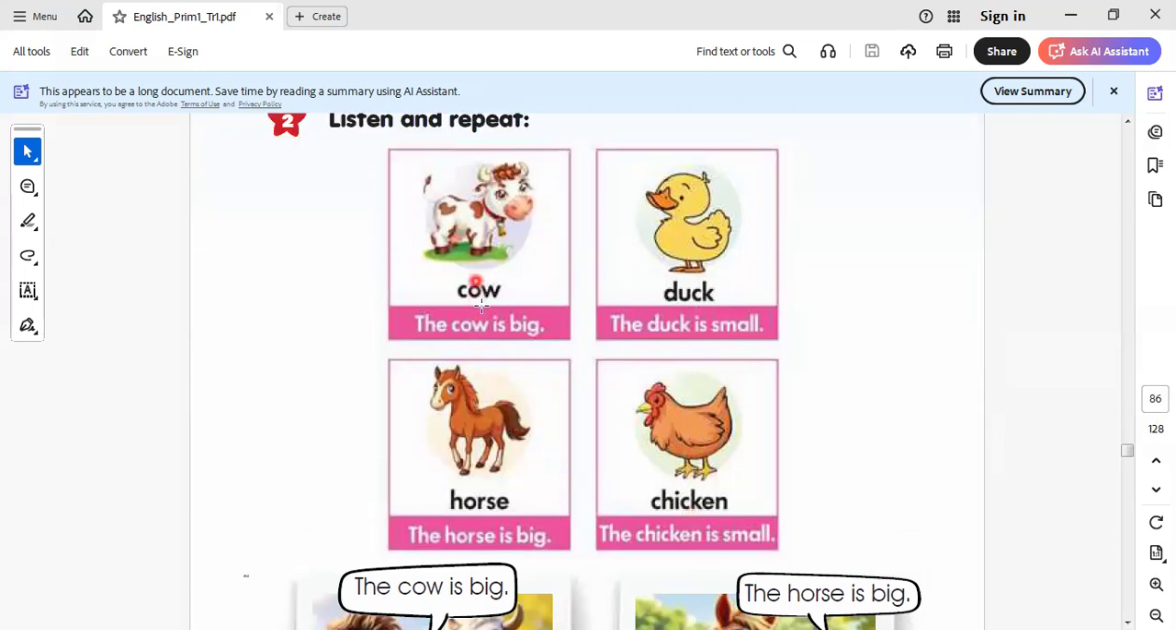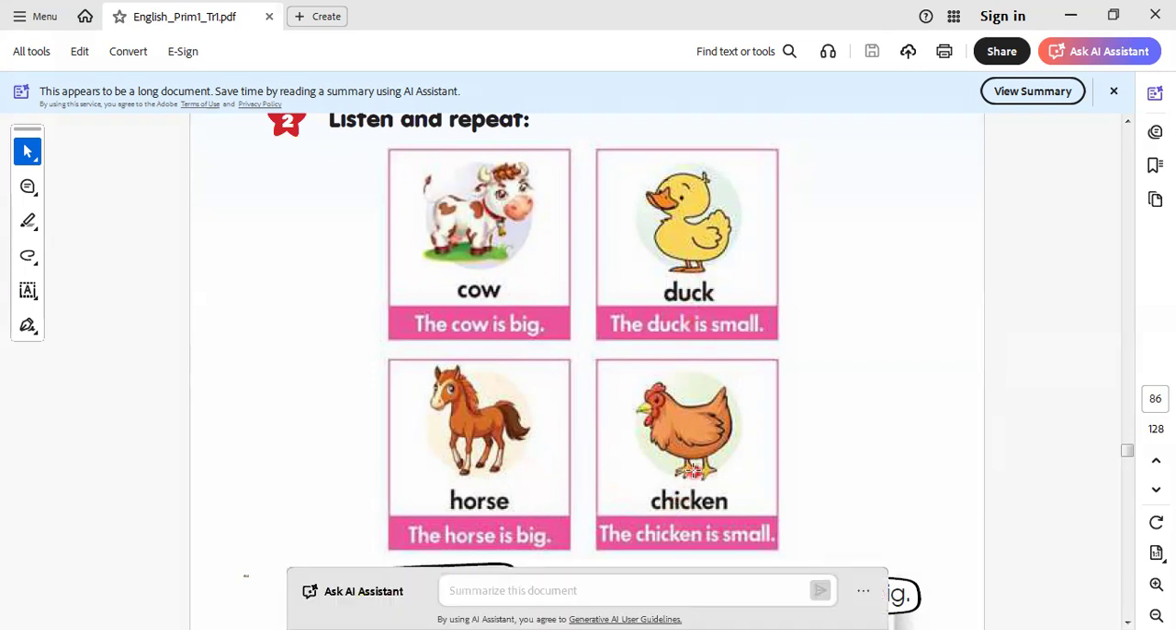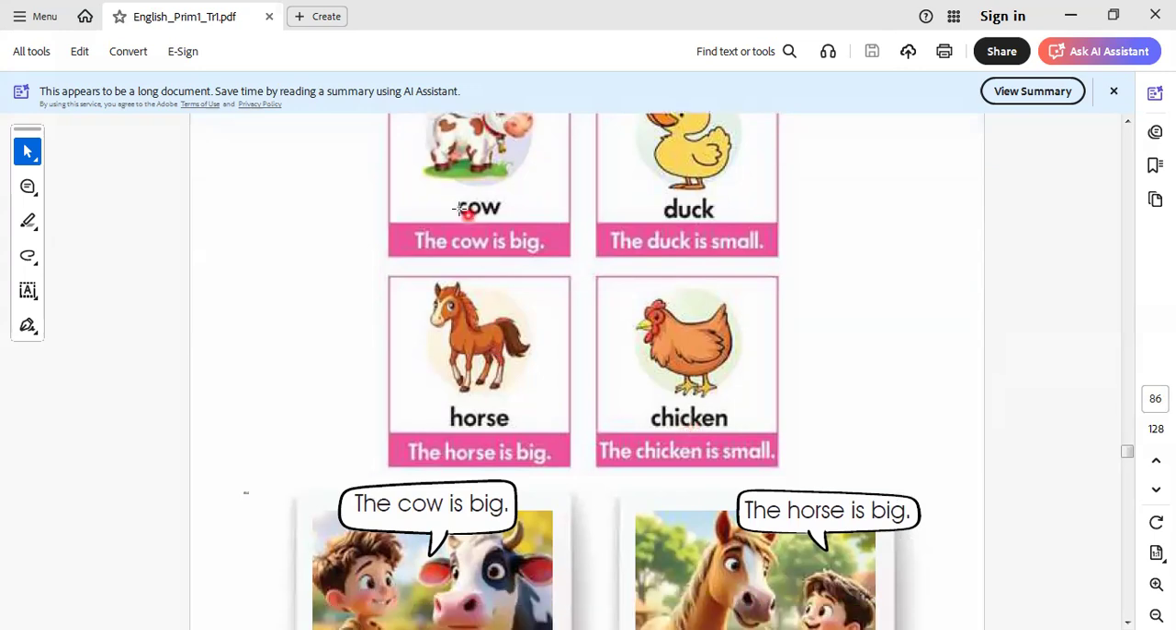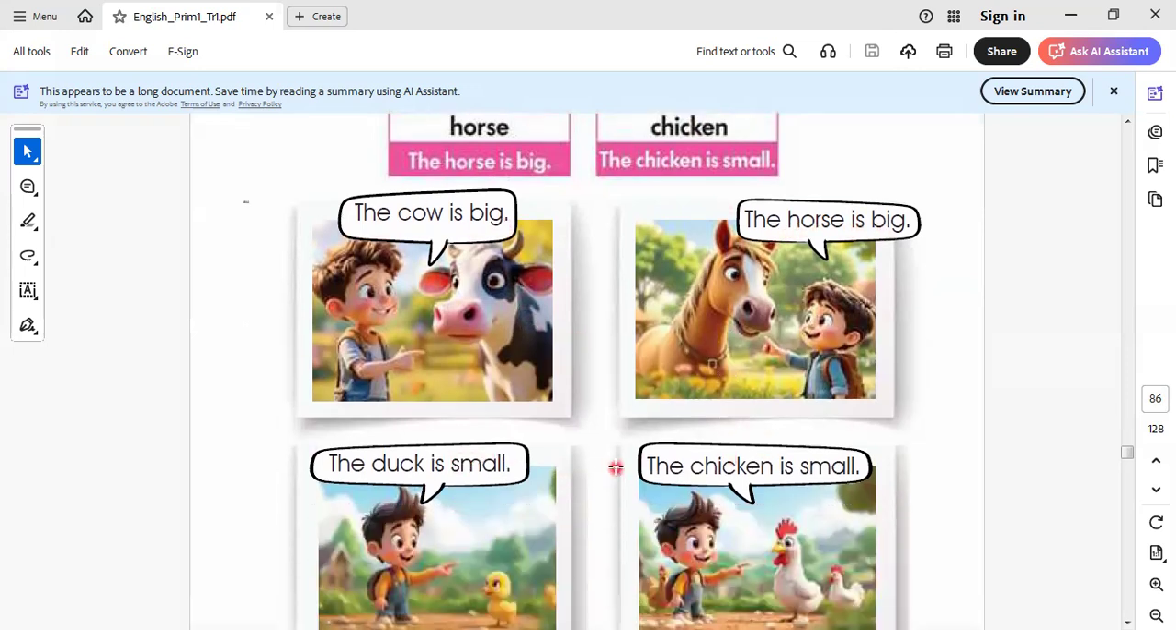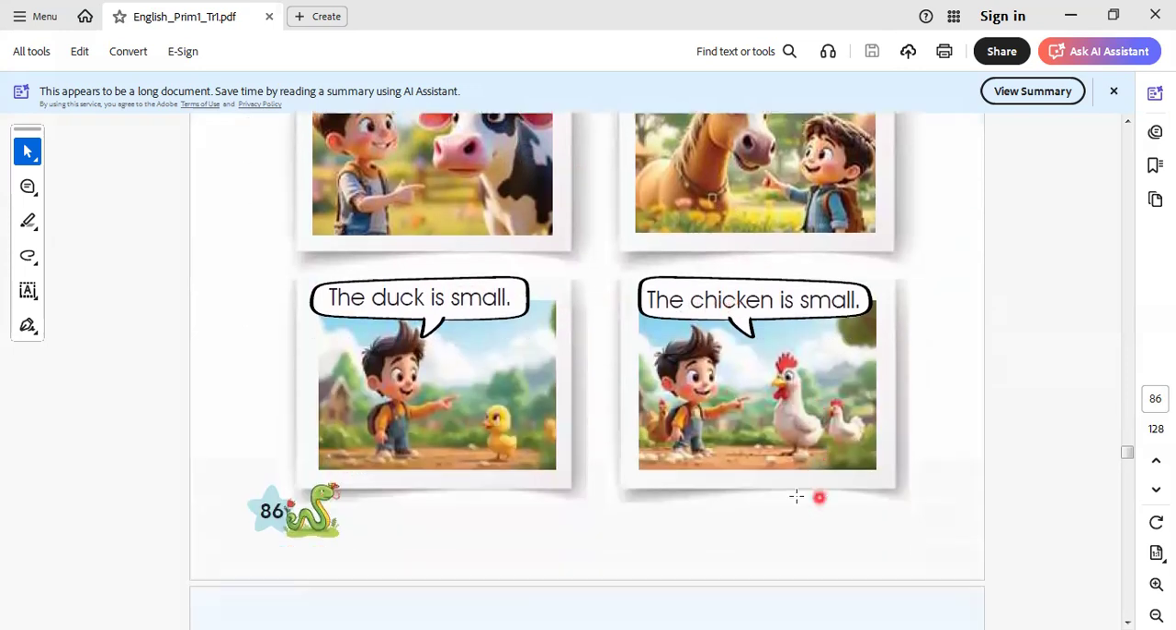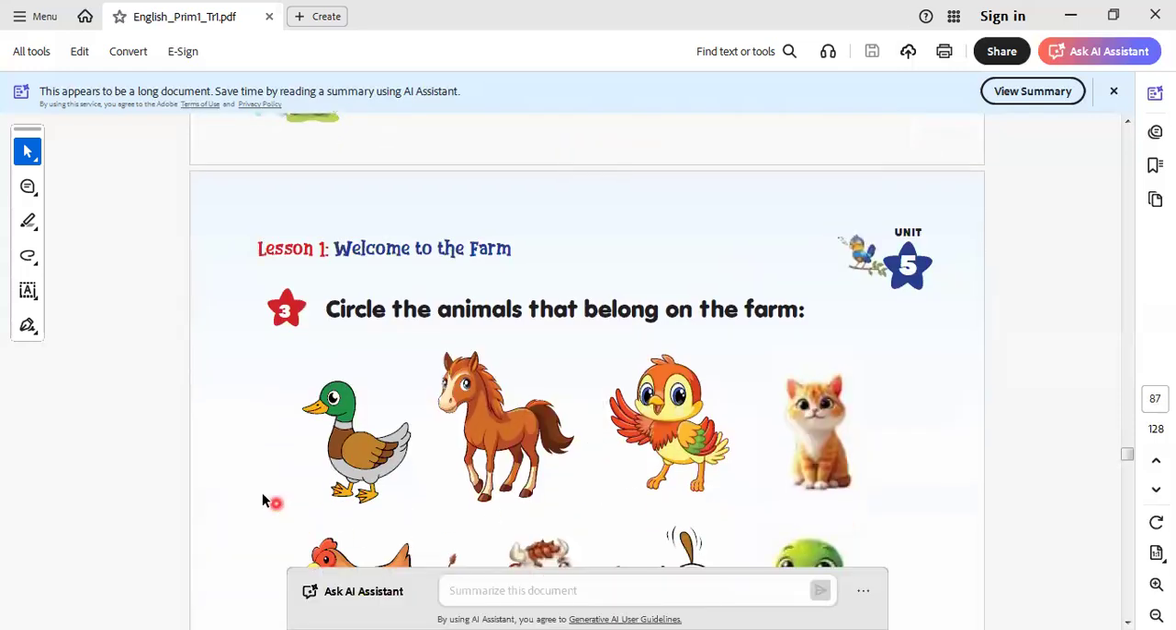Okay, let's read together: cow, dog, horse, chicken. Let's read it together. The cow is big, the dog is small, the horse is big, the chicken is small. This is the chicken. Let's go to another item here.